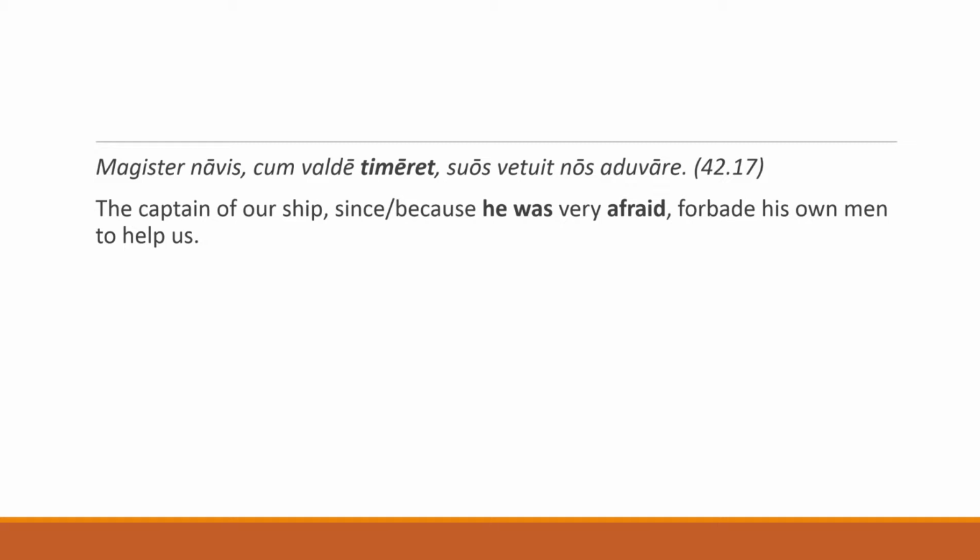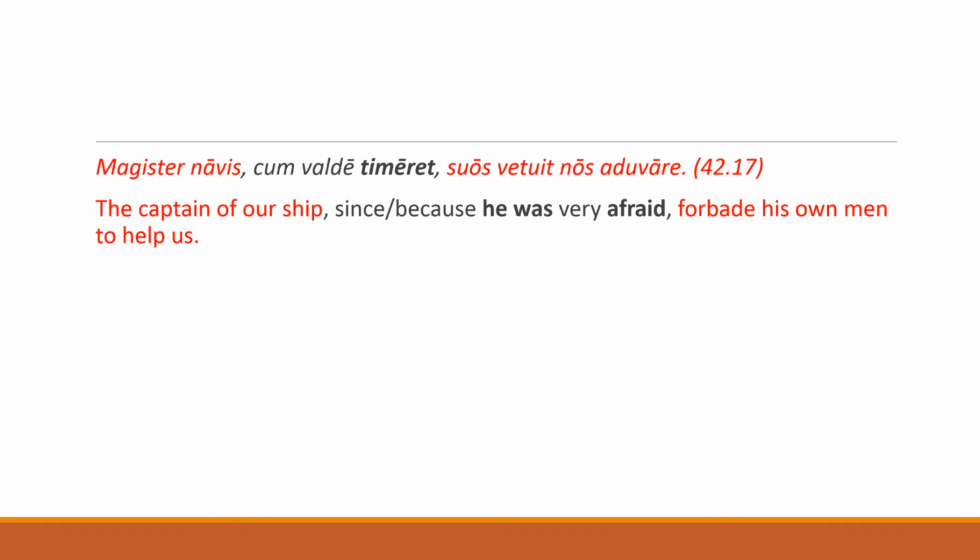Timeret is using a word in English that we've already been using, that's was, and that's indicating it's imperfect subjunctive. We're going to get into how and why you use the imperfect subjunctive here, but all you need to know right now is that this is the imperfect subjunctive. And here you can see in red now, red is our main clause, right? Our main clause is the stuff that you definitely need to make this sentence make sense. This sentence makes sense with the captain of our ship forbade his own men to help us. But on its own, this subordinate clause doesn't quite make as much sense. Since or because he was very afraid is not a full idea. So that subordinate clause relies on the rest of the sentence to make sense.